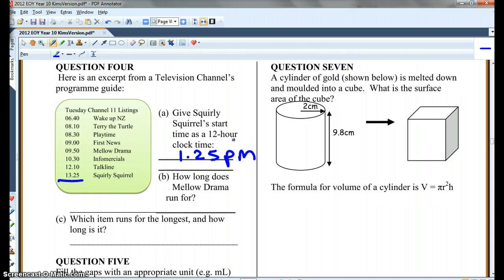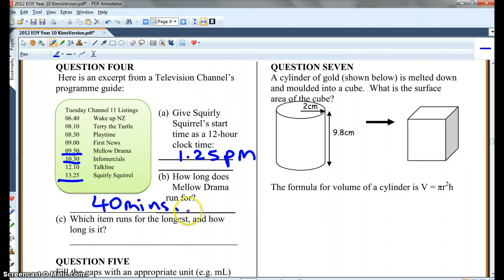Okay. How long does melodrama run for? Melodrama starts at 9:50 and ends at 10:30. So from 9:50 till 10 o'clock there's 10 minutes. And then from 10 o'clock to 10:30 there's 30 minutes. So it's going to be 40 minutes. Okay.